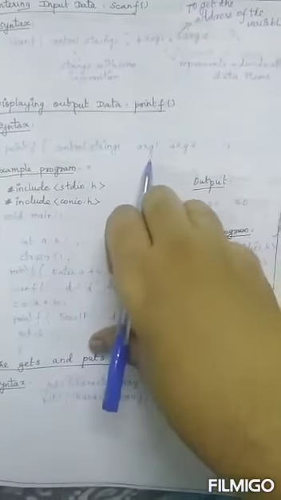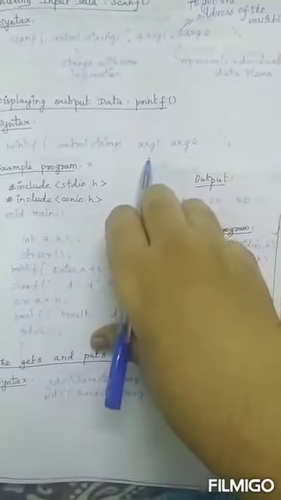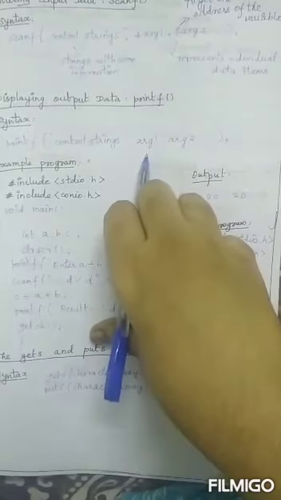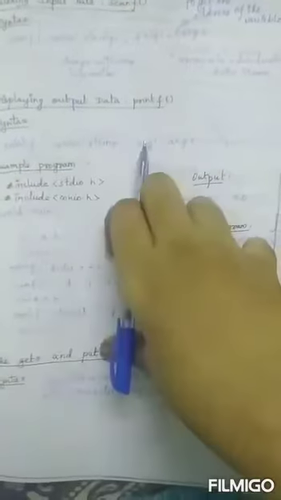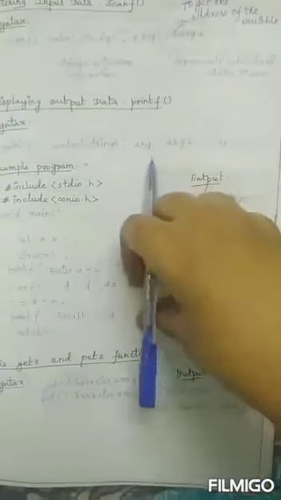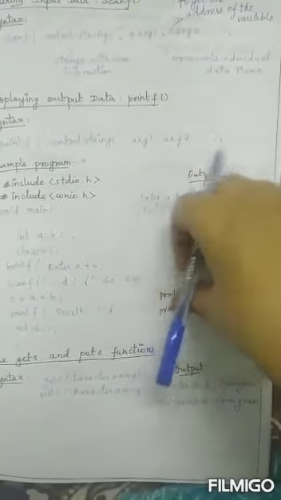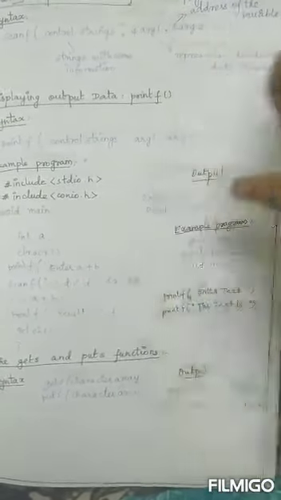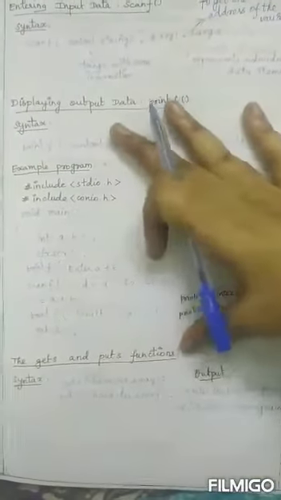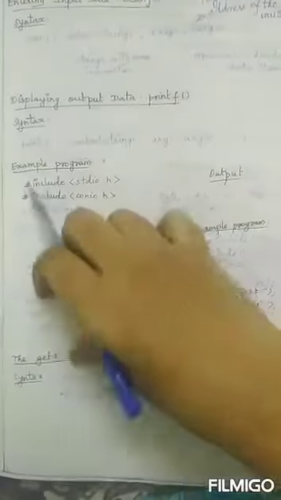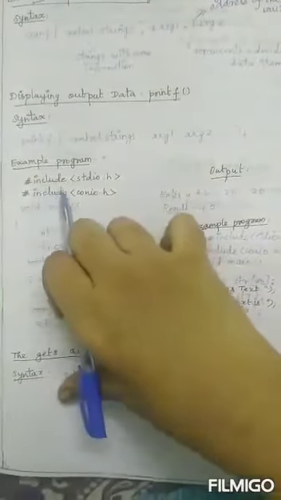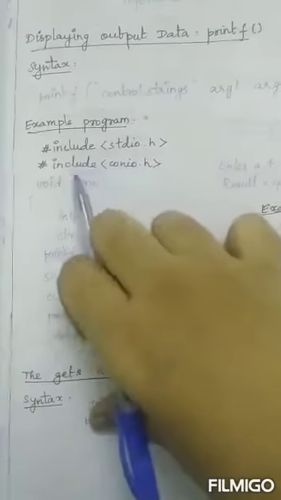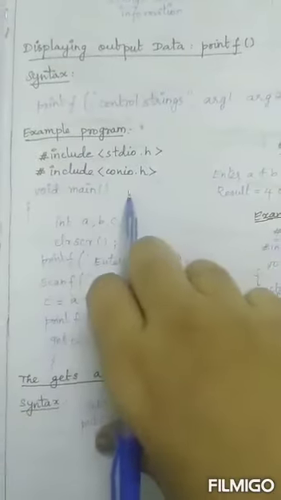Next is the printf statement syntax. Printf, the same, control strings, but here we don't use any ampersand symbol because we are displaying the output. As we already got the variables' values, we are just giving the arguments alone, semicolon. And a small example program also comes here. C program, hash include stdio.h, conio.h, void main.